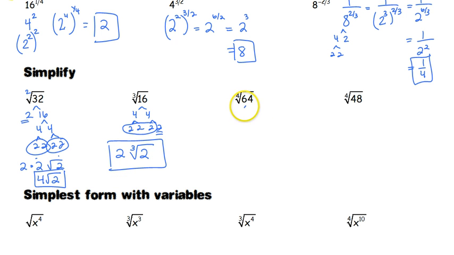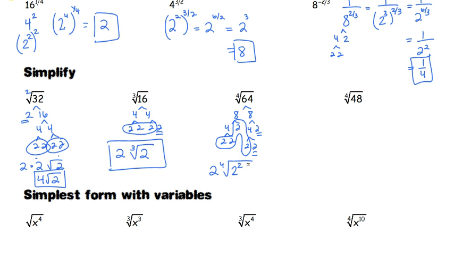Fourth root of 64. 64 can be broken down as 8 and 8, 4 and 2, 2 and 2, 4 and 2, 2 and 2. Since it's the fourth root, I need groups of 4. So I've got 1, 2, 3, 4. I've got one group of 4, and I've got 2 2's left over. So those 2 2's stay on the inside, and that is going to give us 2 to the second power.